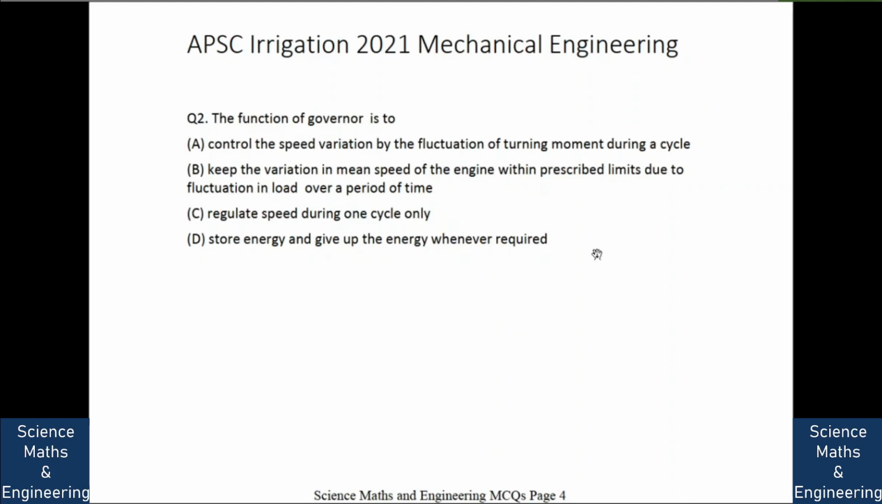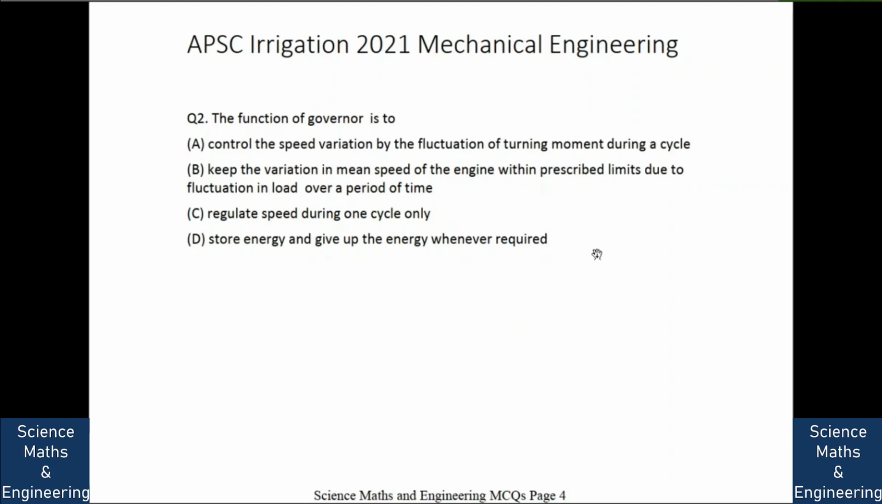The function of governor is to: A. Control the speed variation by the fluctuation of turning moment during a cycle. B. Keep the variation in mean speed of the engine within prescribed limits due to fluctuation in load over a period of time. C. Regulate speed during one cycle only. Or D. Store energy and give up the energy whenever required. So you can pause and think of the answer.